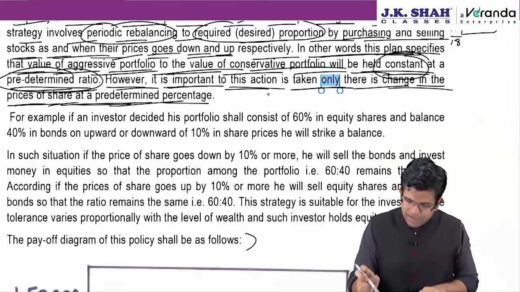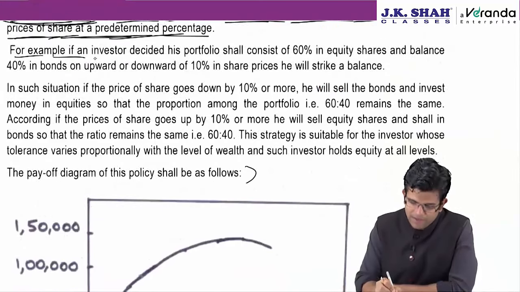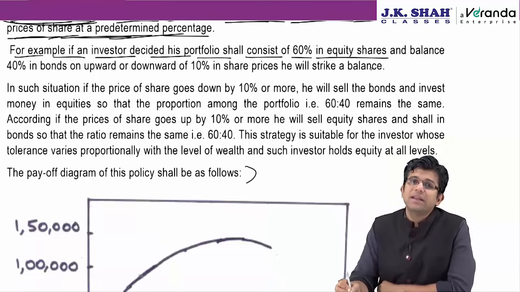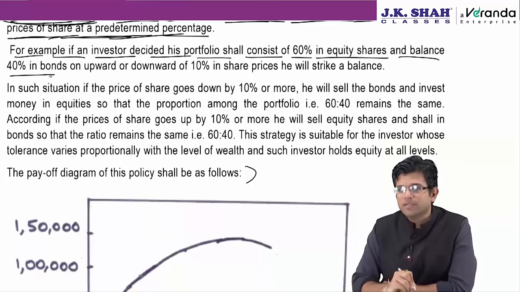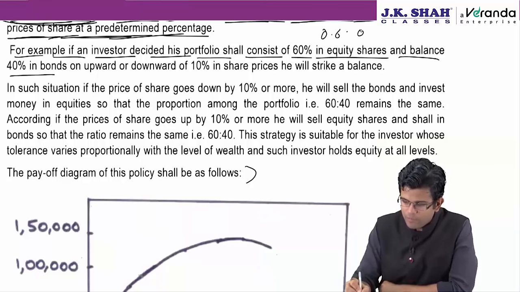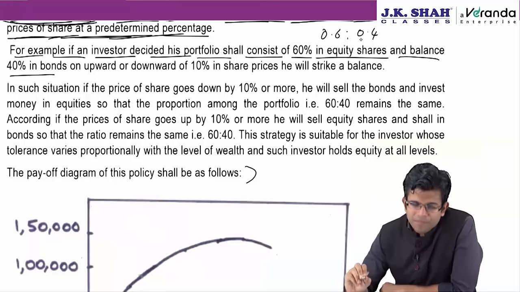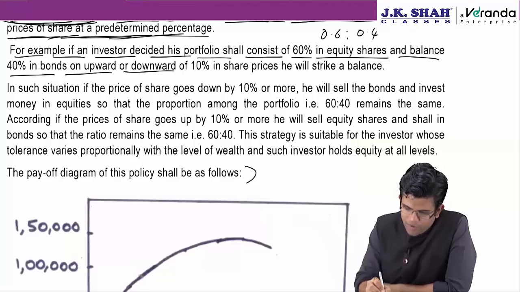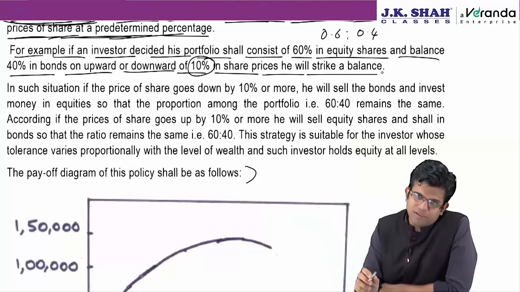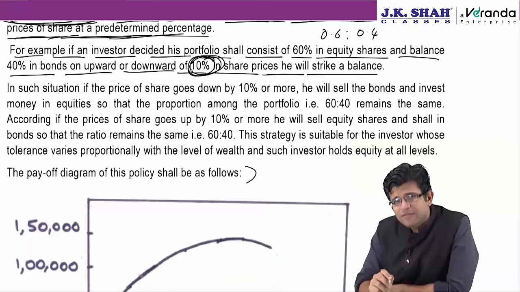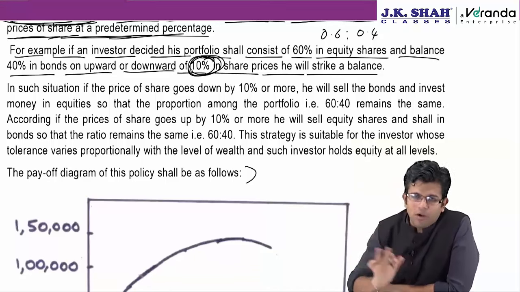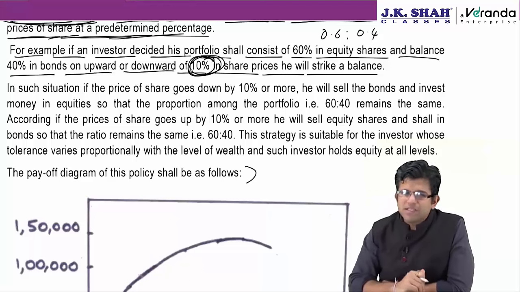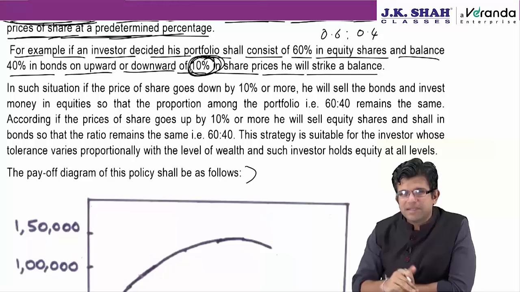So now let us read ahead, students. For example, if an investor decided his portfolio shall consist of 60% in equity shares and balance 40% in bonds, which means he's saying 0.6 and 0.4. Yes, 60% in equity, 40% in bonds is his fixed proportion of equity and bonds. On upward or downward of 10% in share prices, he will strike a balance, which means he's saying that if the prices move by 10% up or down, then only he will rebalance the portfolio. If the prices move up and down by 5%, 7%, etc., he will not rebalance.